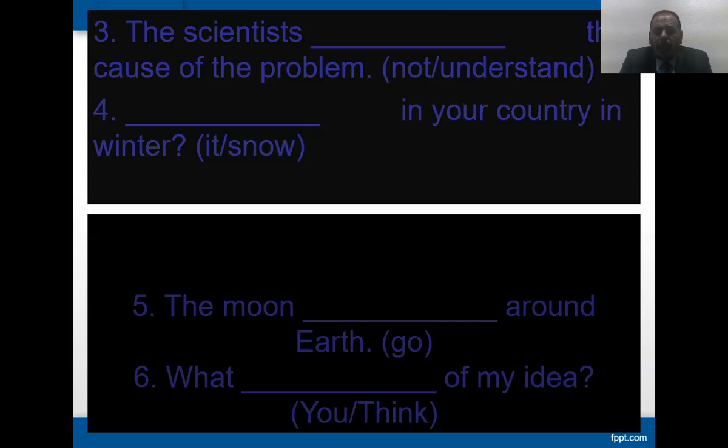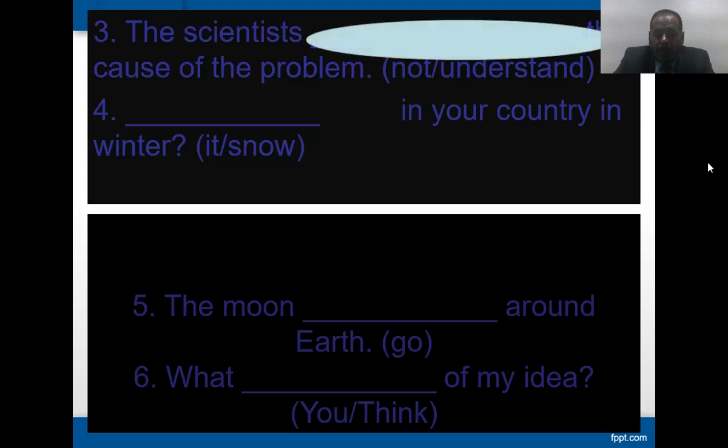Here, the scientist, the cause of the problem. I want to use understand. So try to think with me. Remember that some verbs can't be used in present progressive, like understand. So I have to say the scientist doesn't understand, or isn't understanding. Try to think. Yes, that's right. Doesn't understand. Well done.